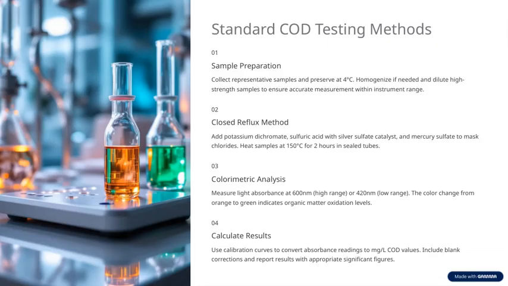Let's talk about the standard COD testing methods. First, sample preparation is crucial. You need to collect representative samples and keep them at 4 degrees Celsius to preserve their integrity. If necessary, homogenize the samples to ensure uniformity, and dilute any high-strength samples so they fall within the measurable range of your instrument.